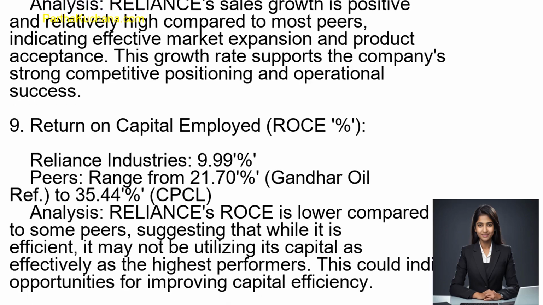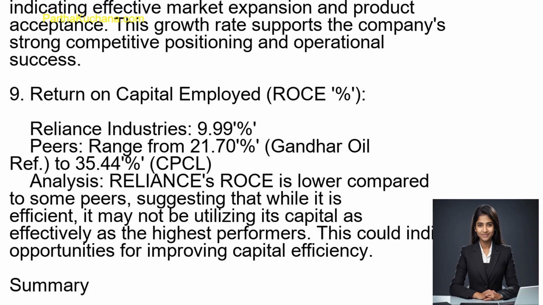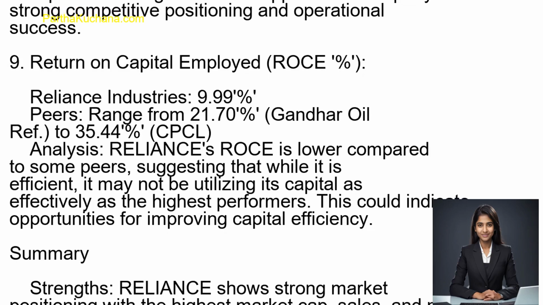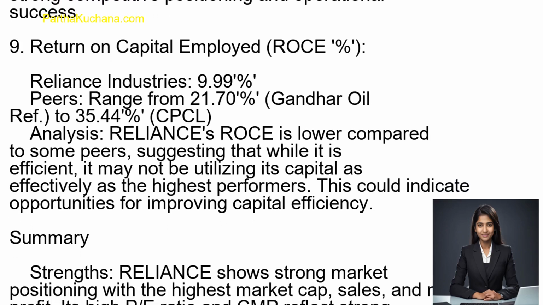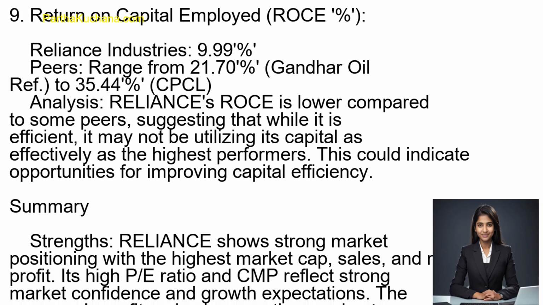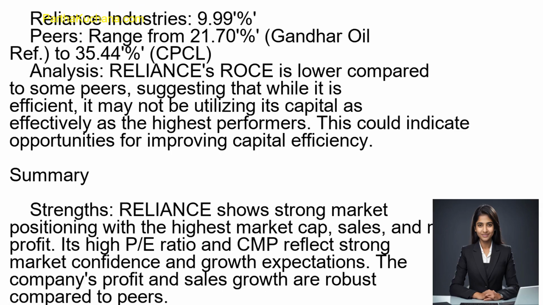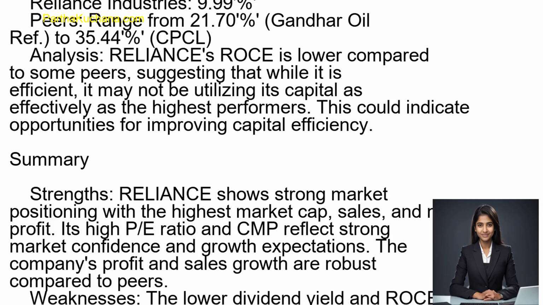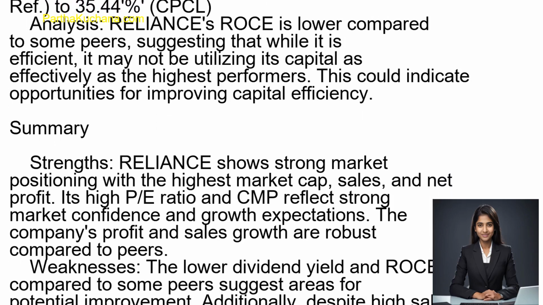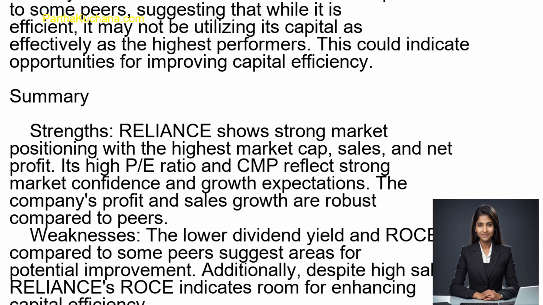7. Sales QTR ROCE. Reliance Industries, 231,784 crore rupees. Peers range from 939.24 crore, Gandhar Oil Ref, to 1,93,844.91 crore rupees IOCL. Analysis: Reliance leads in sales among its peers, reflecting its extensive market reach and high operational scale. The significant sales volume underscores its strong market presence and competitive advantage.